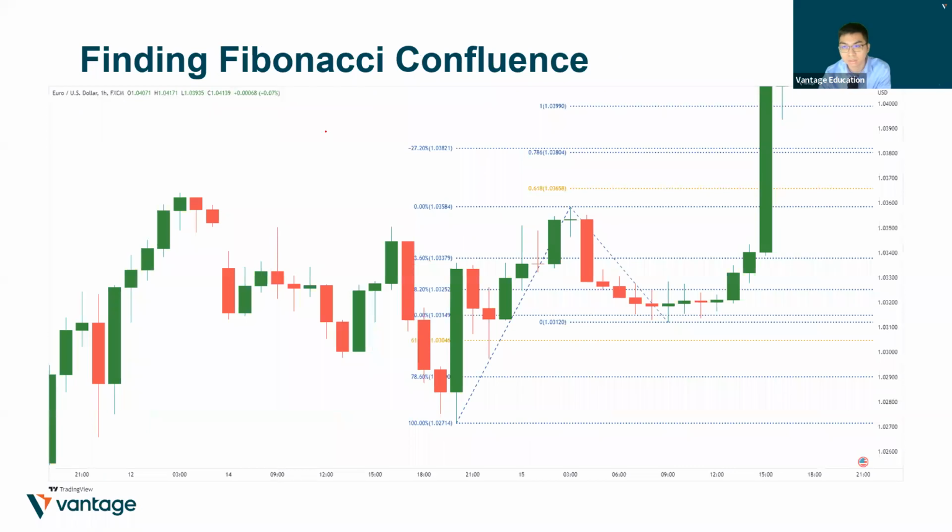So yeah, finding Fibonacci confluence. I'm combining projection right now with Fibonacci expansion. You notice that the negative 27.2% Fibonacci expansion is in line with the 78.6% Fibonacci projection line. So if you are in a buy, same scenario.